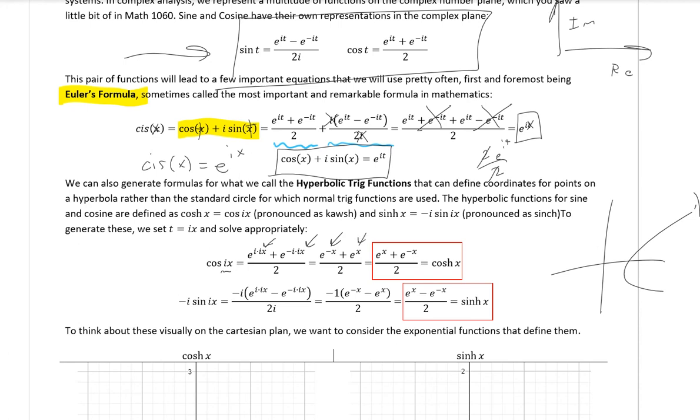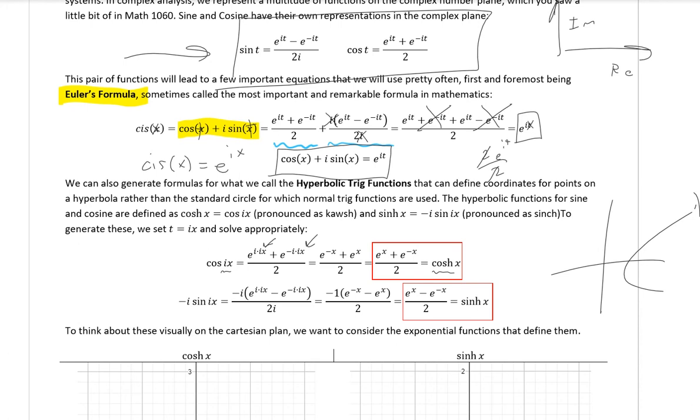And if we put those back in a more sensible order, using the positive exponent first, we get e to the x plus e to the negative x over 2 equals the hyperbolic trig function for cosine, which is called cosh, or C-O-S-H. So this is cosh of x.